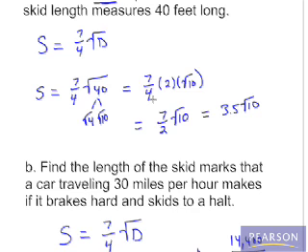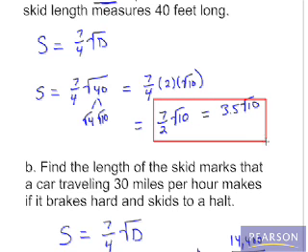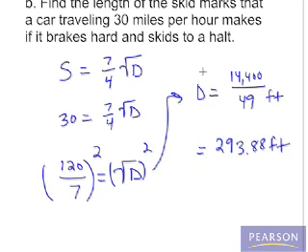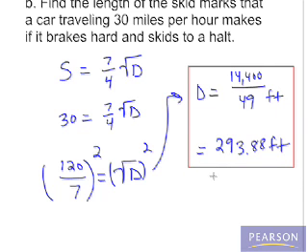So part A, final answer, one of two correct forms, 7/2 times the square root of 10, or 3.5 times the square root of 10. And part B, you could either write it as 14,400 over 49 feet, or you could write it as 293.88 feet.